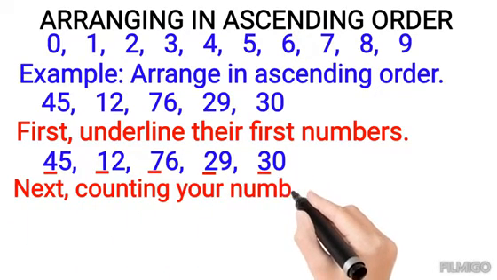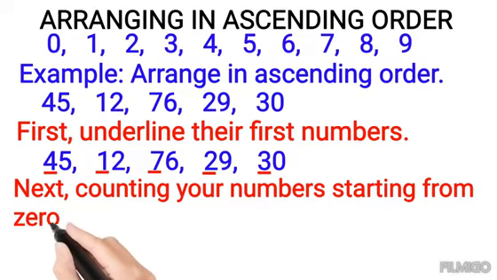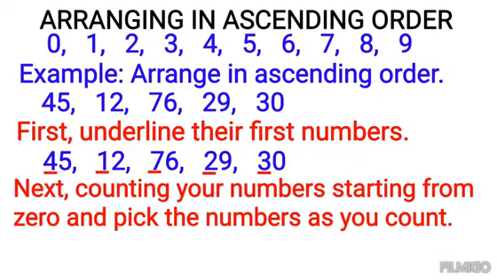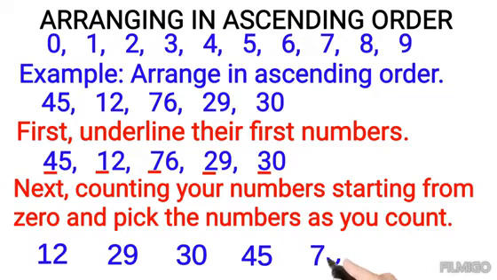Next, counting your numbers starting from 0 and pick the numbers as you count. So do we have 0 there? No. Do we have 1? Yes, I'm going to write my 12. Do we have 2? Yes, which is 29. Do we have 3? Yes, which is 30. Do we have 4? Yes, which is 45. Do we have 5? No. Do we have 6? No. Do we have 7? Yes, which is 76.